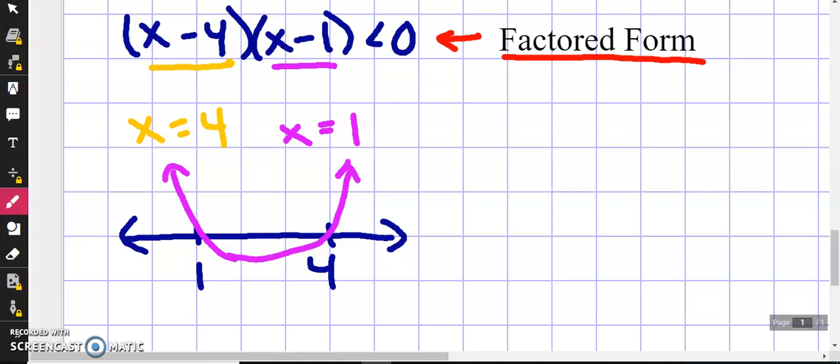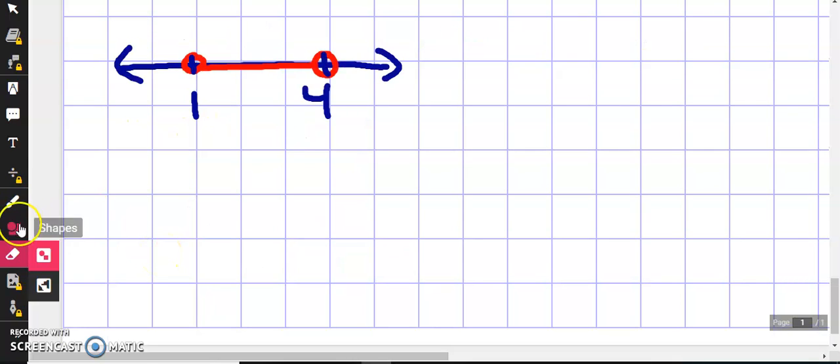This time, when I go to my inequality, it just says less than, right? It's not underlined. So that means I'm going to use open circles on my 1 and my 4. And since it says find the part that's less than, I'm going to look to where the lowest points of my parabola are. If the lowest parts of the parabola are in the middle, that means my number line should highlight the part that's between the 1 and the 4, or the part that's in the middle. So my number line should look like this.